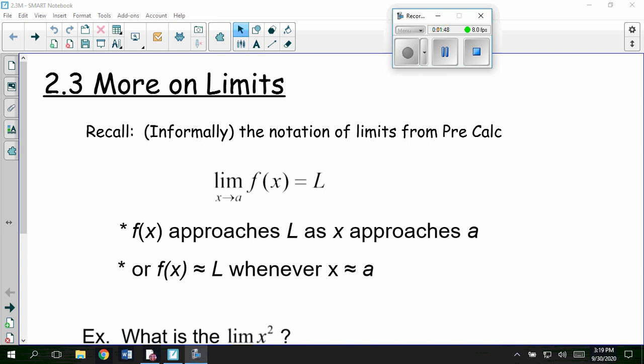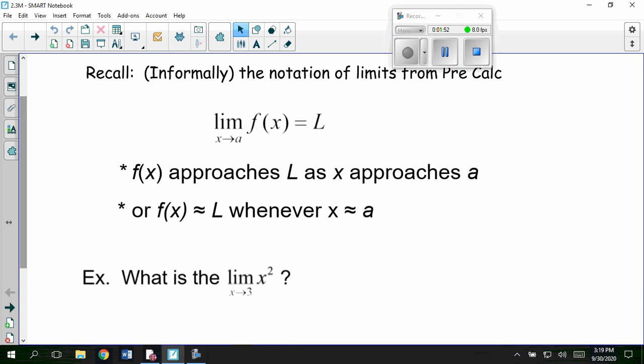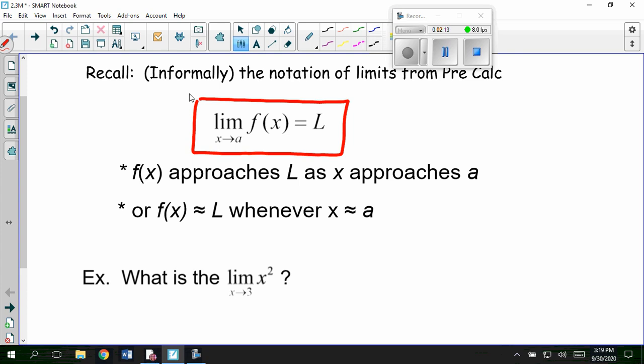What you see here in the notes in front of you on the screen is recalling the informal way that we talked about limits in pre-calc. The limit notation that we use in pre-calculus is the same limit notation that gets used here in calculus. We're just going to be a little bit specific about some of the formality of those limits. So right here in the box of information is what you saw for limit notation.